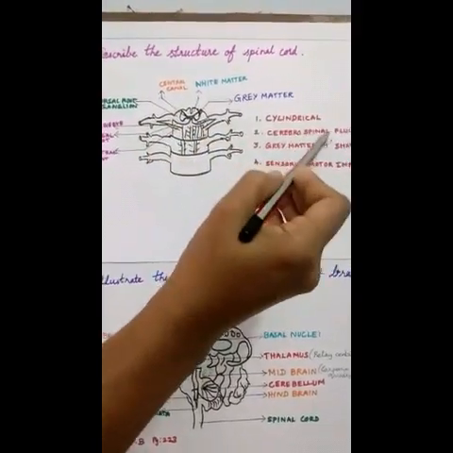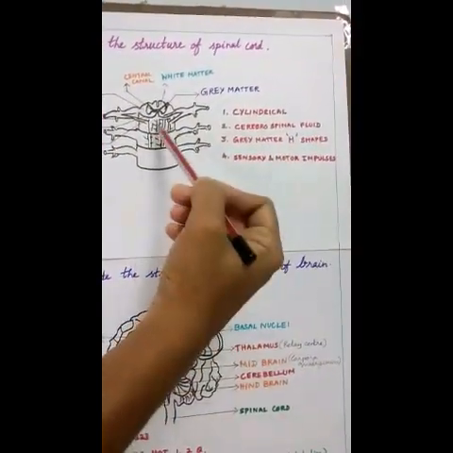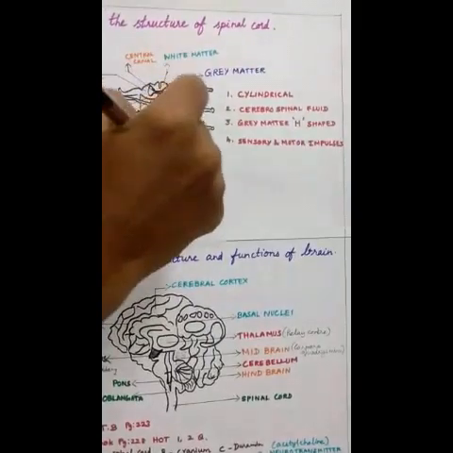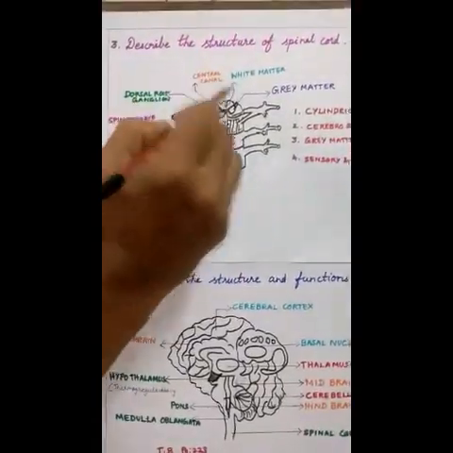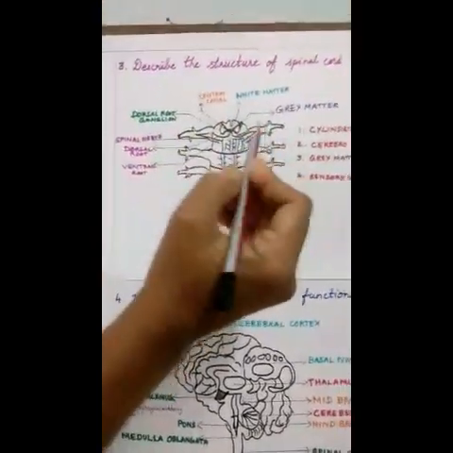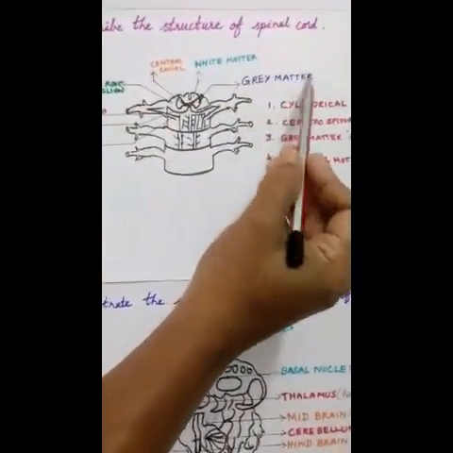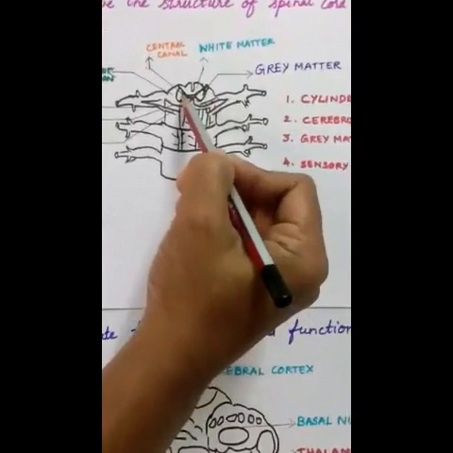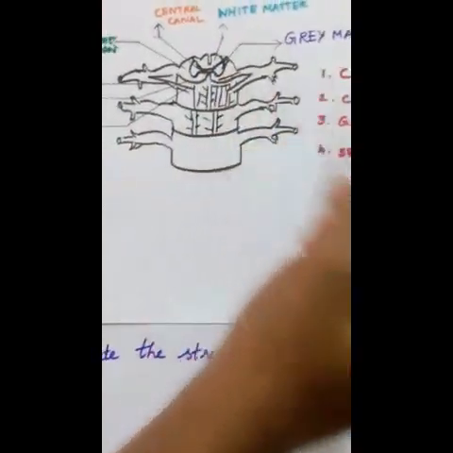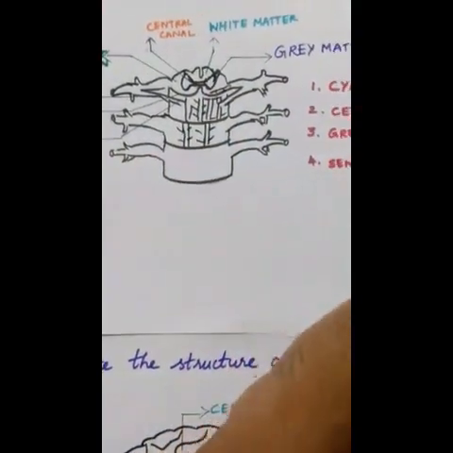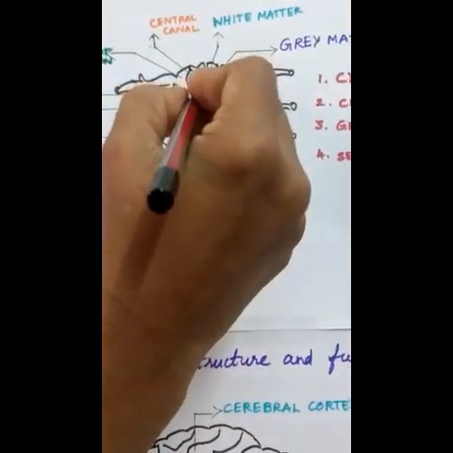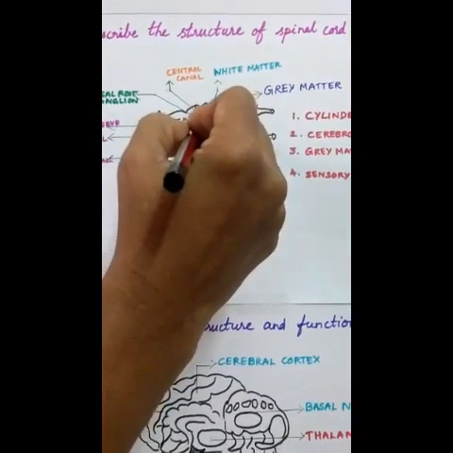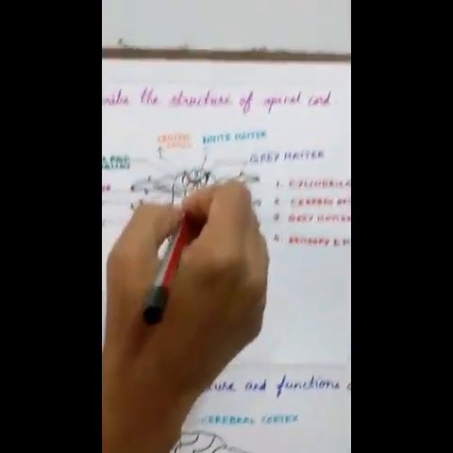Then you can say this spinal cord internally contains cerebrospinal fluid. It has a cavity filled with this fluid. That part is called the central canal. Now here the main part is grey matter. In the spinal cord, this grey matter is H-shaped. The upper portion of this grey matter is called posterior horns and the lower portion is called anterior horns.